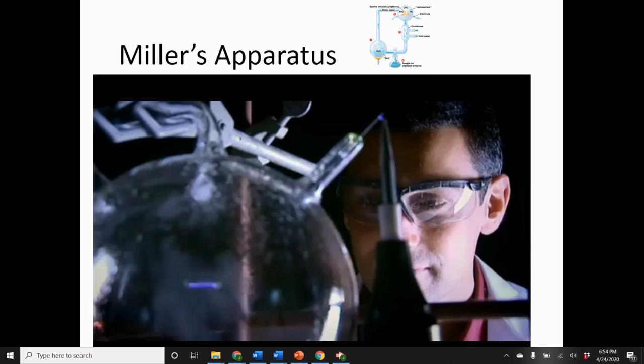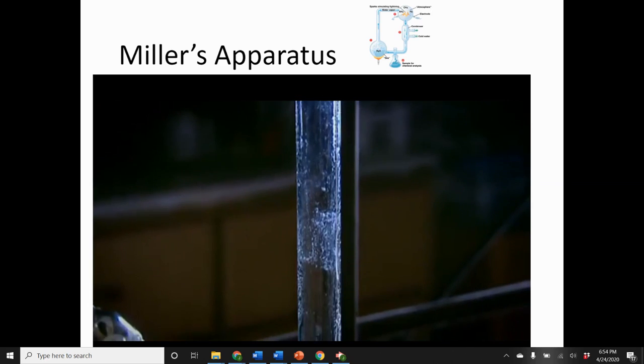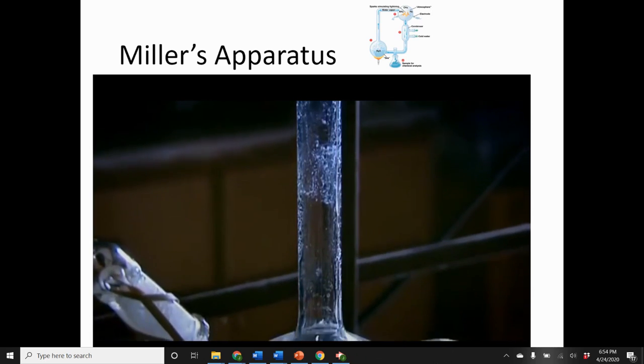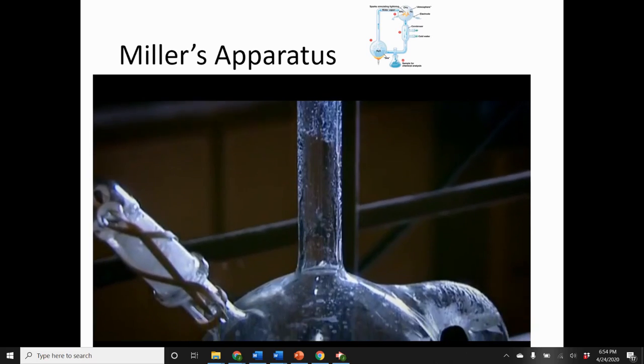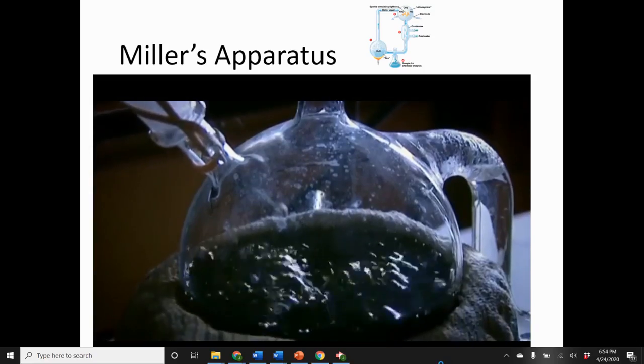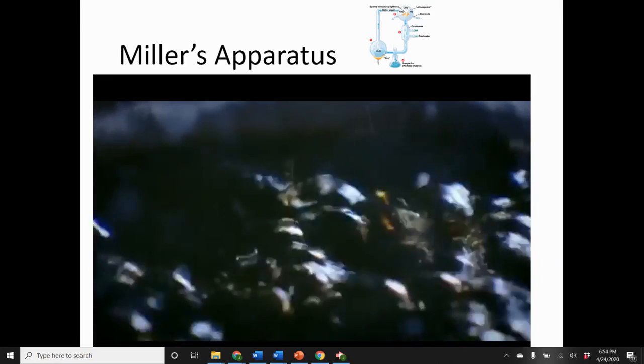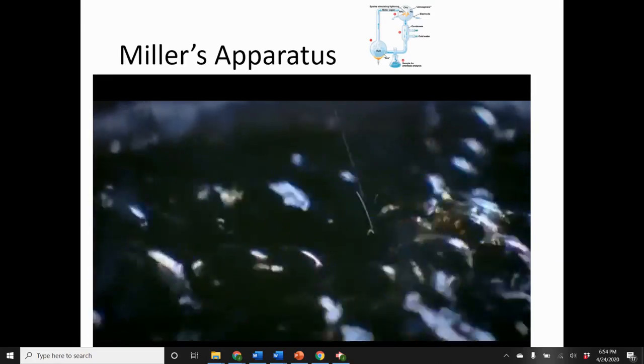Just 2 days into his experiment, Miller noticed that the water had turned pale yellow. After just a week, the flask was coated in an oily brown scum. Something weird was definitely happening in his primordial soup. But what was it?